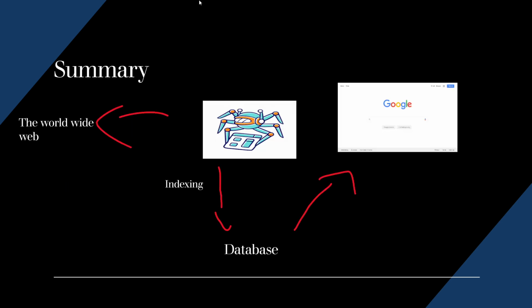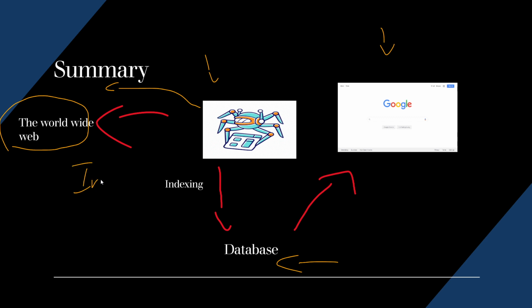So let's recap everything into a summary. We have the World Wide Web, we have web crawlers, we have the search engine, and then we have the database which stores the index of the websites. The web crawlers gather information from the World Wide Web, and then that information will be indexed into a database, which in turn can be used by the search engine when a client or a user searches for something.